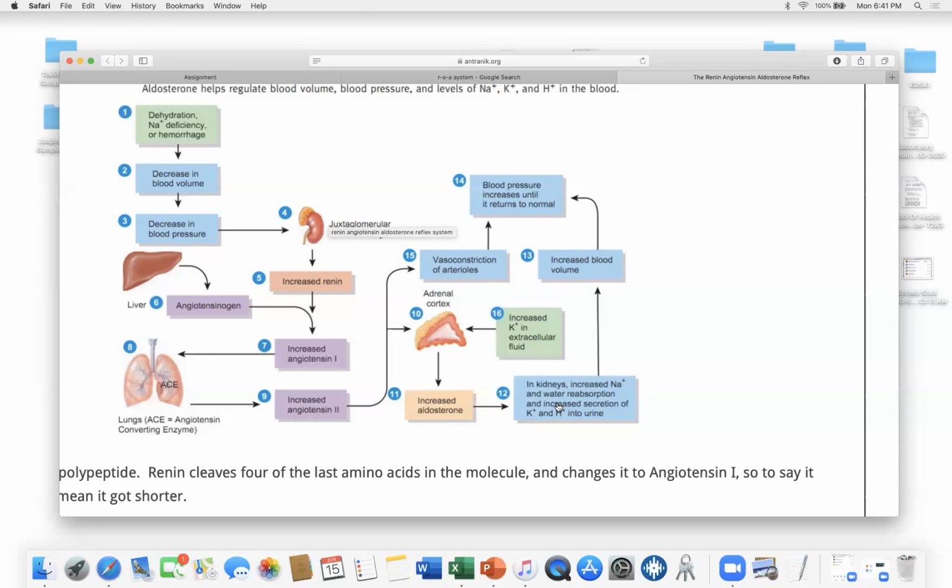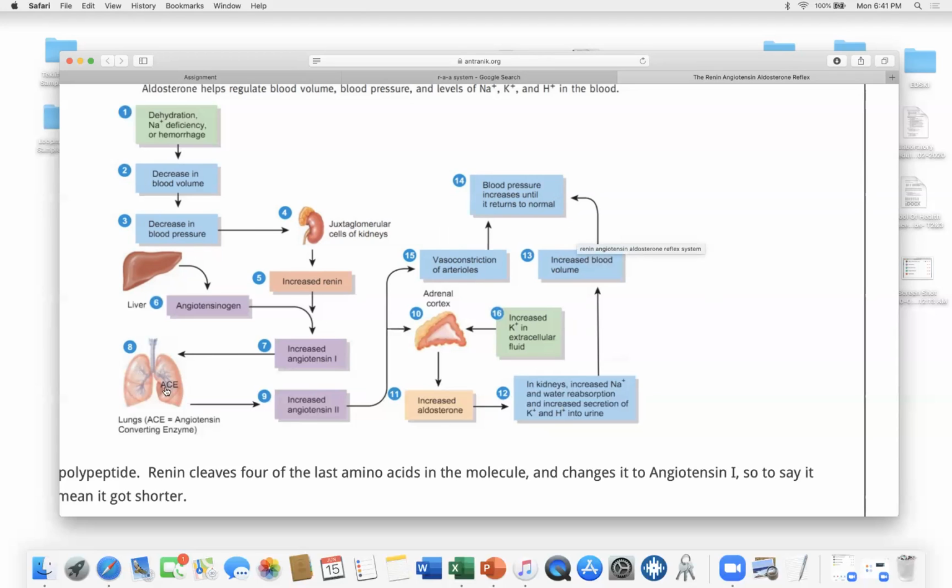And remember what I said? Wherever sodium goes, water goes. So that will also increase blood volume. So now when you look at this, you can actually see how we attack high blood pressure. Because what makes high blood pressure? This system. So if I can shut down this system, can I get low blood pressure, right?